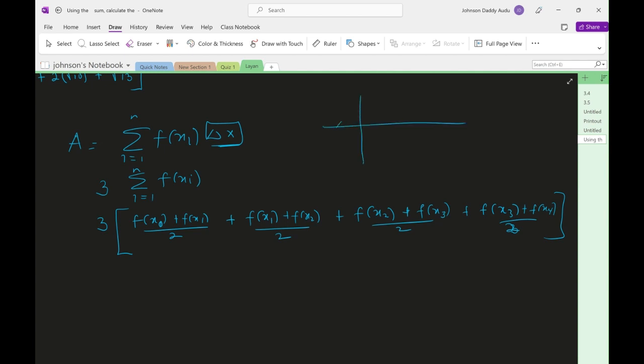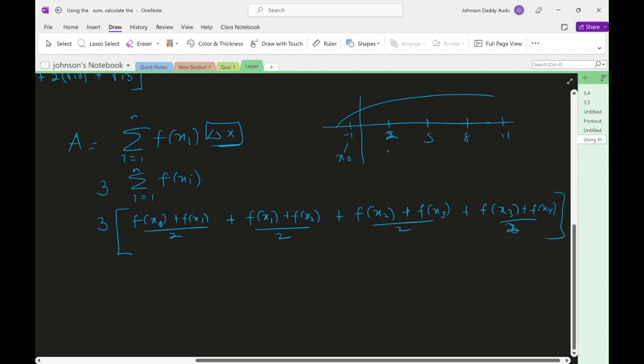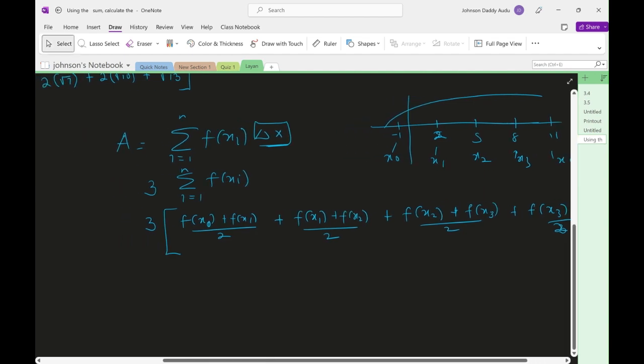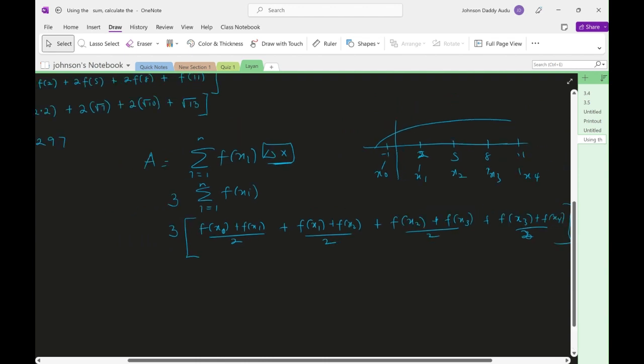And remember, what is x naught? Here we are considering this. Remember, we started from minus 1, then 2, 5, 8, and 11. So this is what we mean by our x naught. This is x1, x2, x3, and x4. Okay. All right.